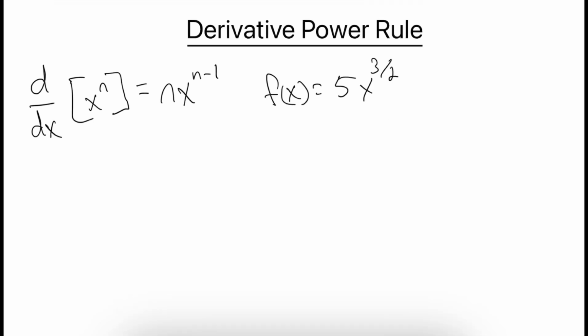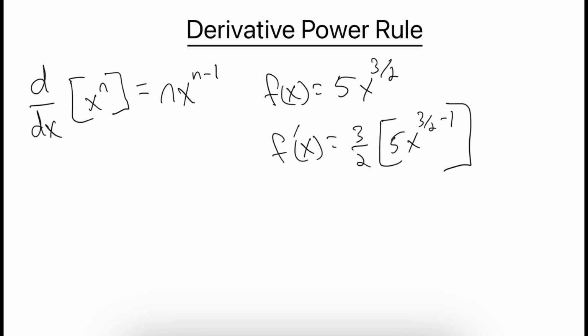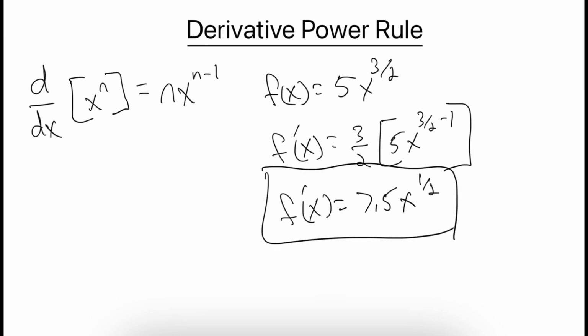Now we have f of x equals 5x to the power of 3 over 2. So f prime of x equals 3 over 2, which is our n, times 5x to the power of 3 over 2 minus 1. So f prime of x equals 3 times 5 is 15, divided by 2 is 7.5, x, 3 over 2 minus 1 is 1 over 2. So 7.5x to the power of 1 over 2 is our final answer.